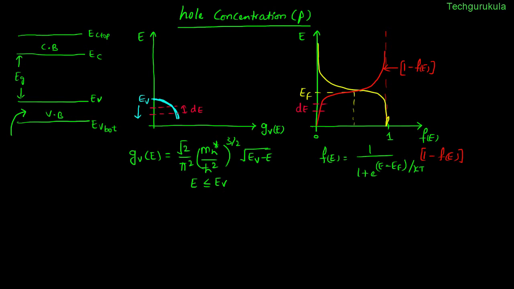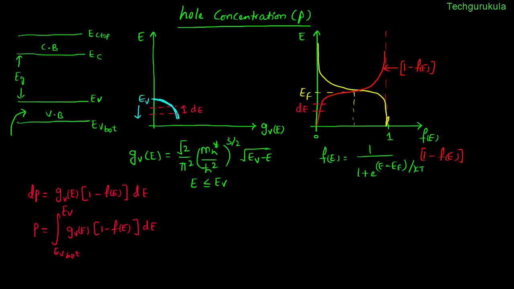In this differential energy range, we can say the hole concentration is dP, which is given by GV of E times 1 minus f of E, which basically tells the probability of the state to be empty, times the differential energy dE. In order to find the total hole concentration in the valence band, we should be taking integration on both sides, so that we have P is equal to integral of GV of E times 1 minus f of E times dE, where the integration limits would be EV bottom to EV.